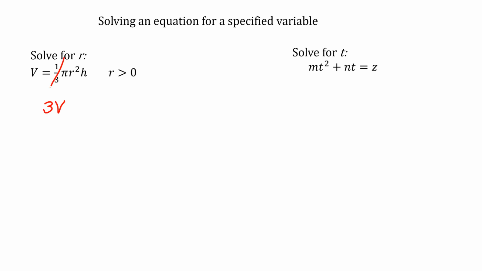So you'll have 3v over there. Then you're going to divide by pi, and you're going to divide by h, so those are gone. And that'll leave you with r squared on the right. To get r by itself, you're going to need to take the square root on both sides.